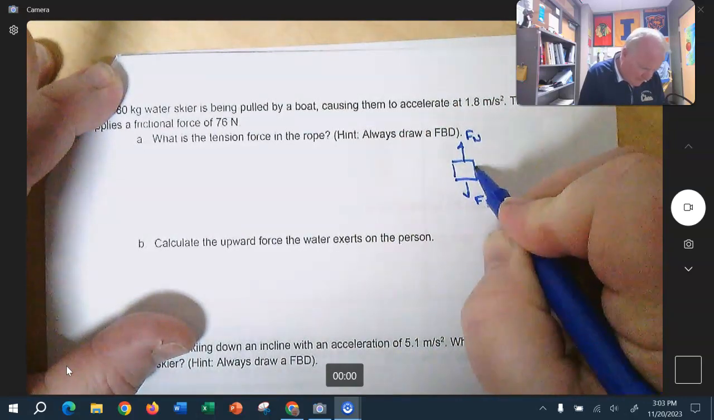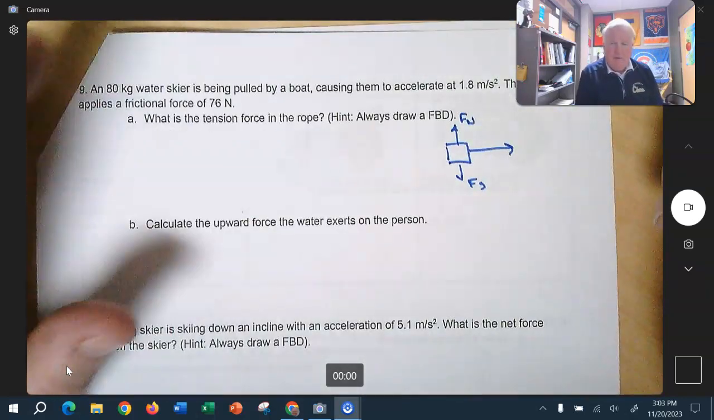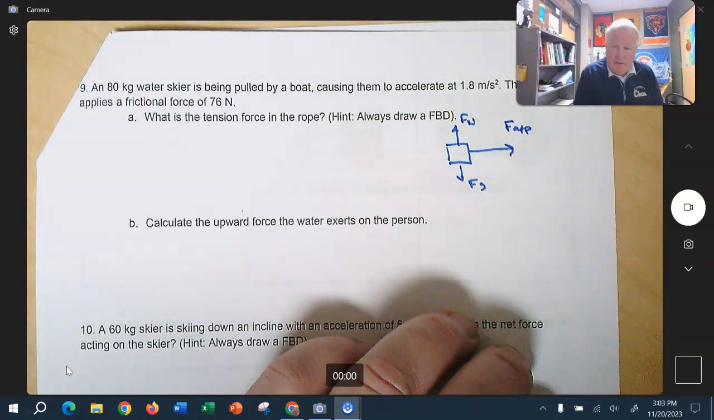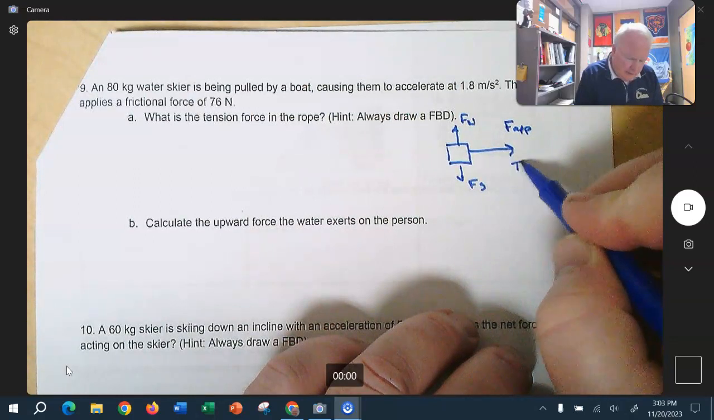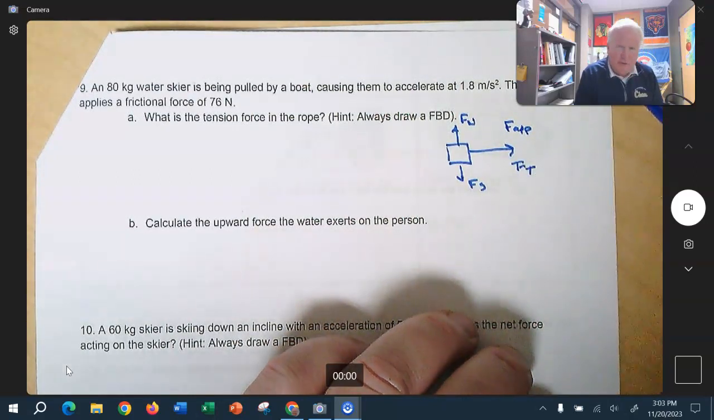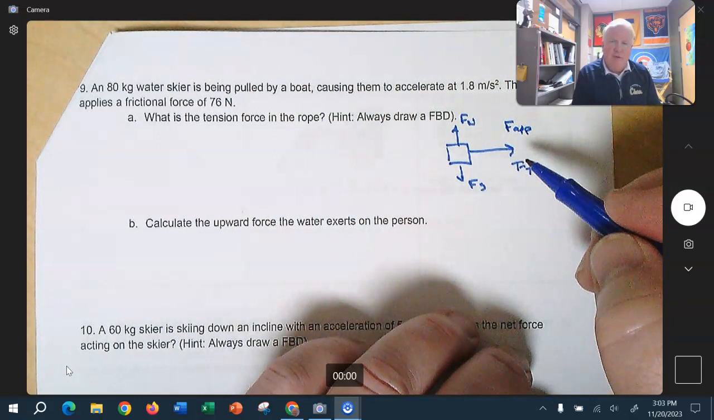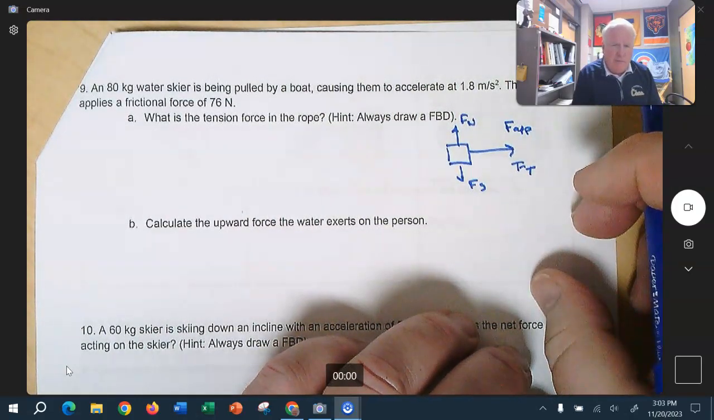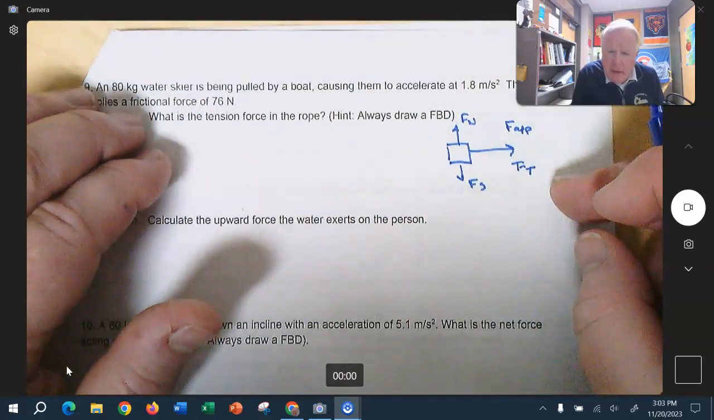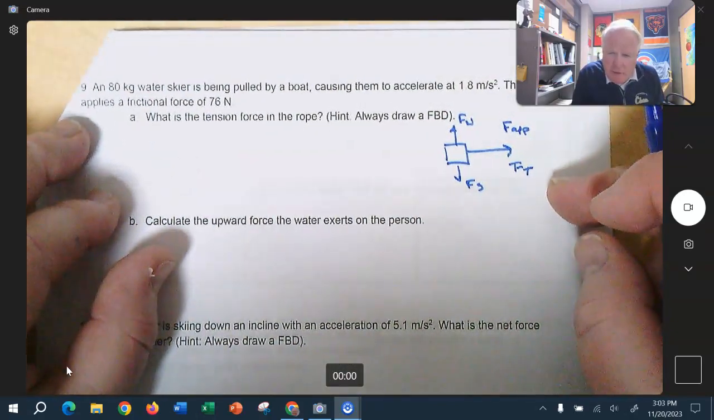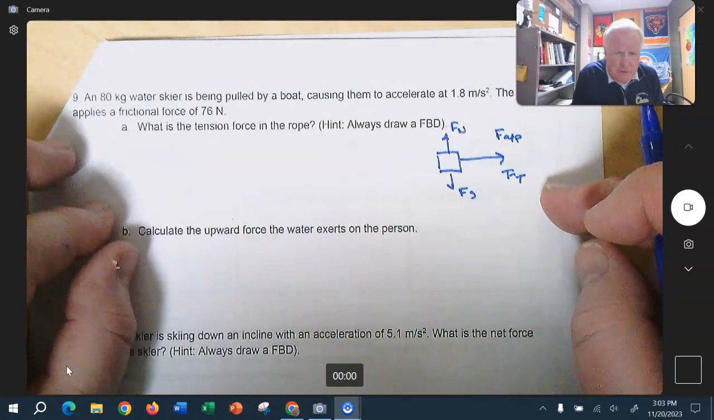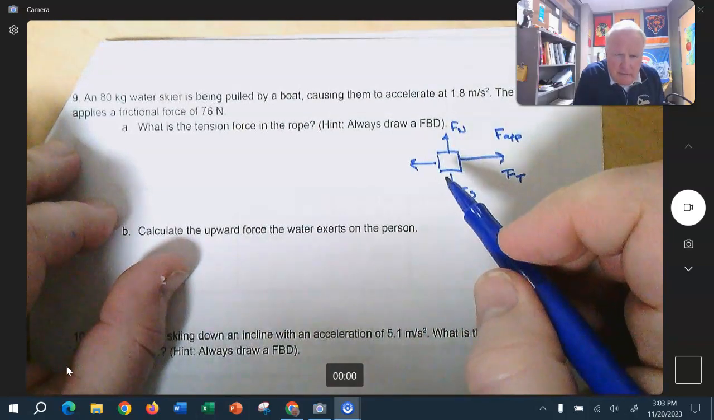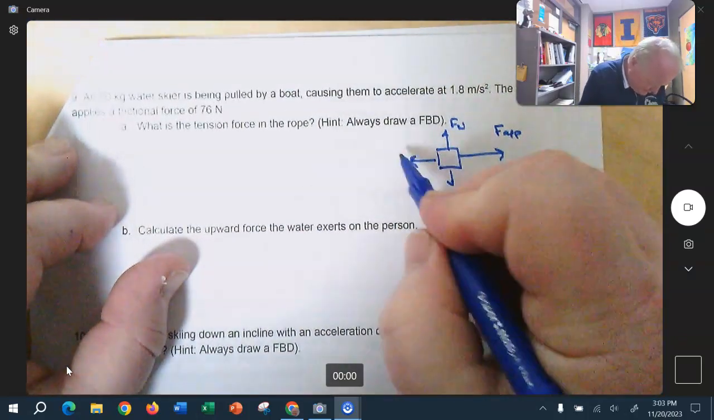There's a normal force. There's a force. A lot of times people might call this a force applied, but we can also call this the tension force, the force of the tension on the rope. The rope is the thing that's pulling our skier. So either one of these would work. It doesn't really matter what we're calling it. They don't tell us that force, but they do tell us there's a friction force of 76.